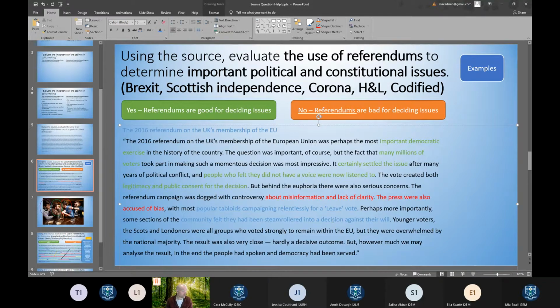Younger voters, the Scots and the Londoners were all groups who voted strongly to remain within the EU. Oh, I'm so sorry. That should be red, not blue, because that's a new argument. Sorry if that was confusing. There you go. Younger voters, the Scots and Londoners, were all groups who had voted strongly to remain in the EU, but they were overwhelmed by the national majority.